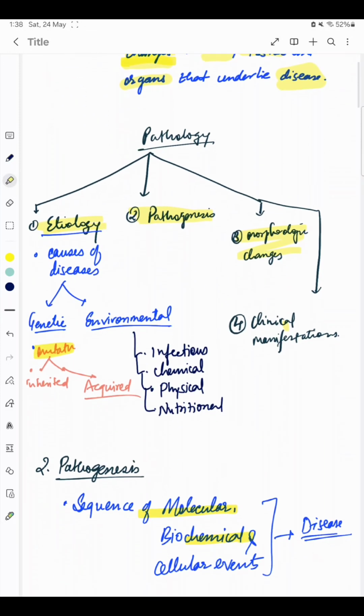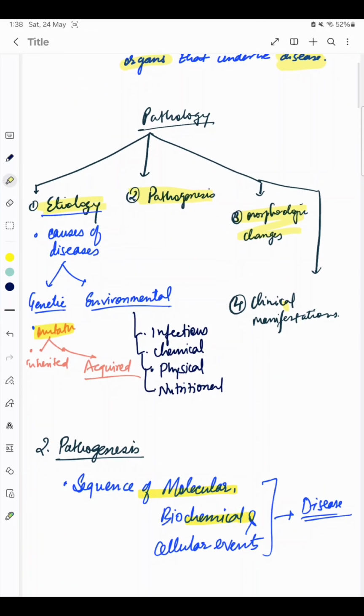Pathology of every organ or cell has four main integral parts. First is etiology. What is the etiology behind this pathology? Etiology means causes. What is the cause behind this pathology? Then pathogenesis, in which we will discuss the mechanism of how a disease develops. And third is morphological changes, and fourth is clinical manifestation, how a disease manifests in signs and symptoms.